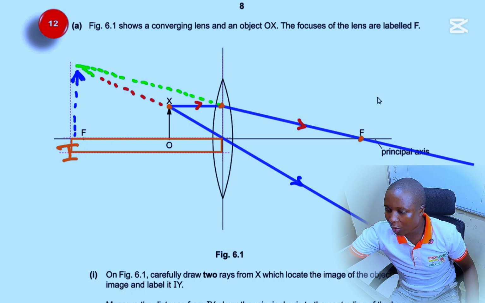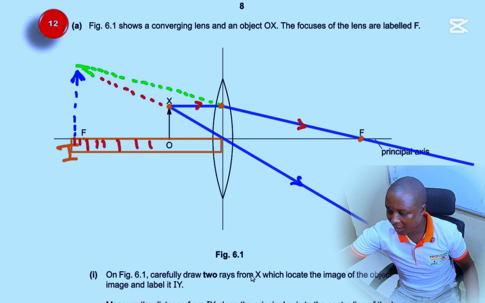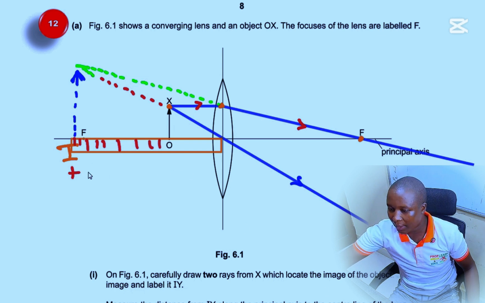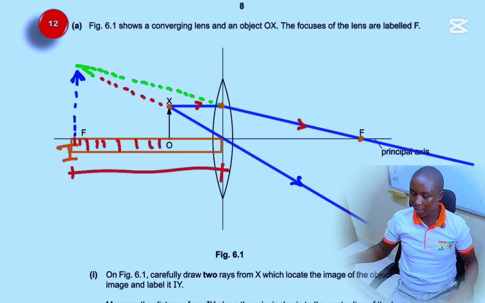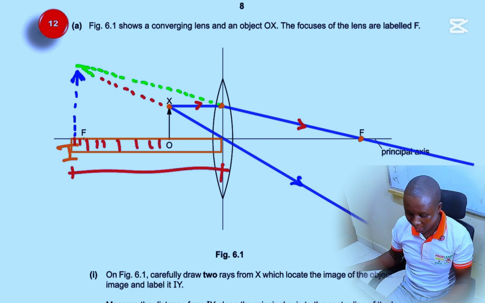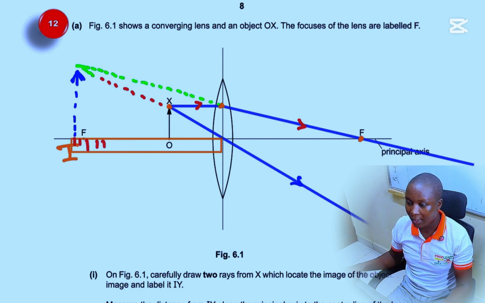Maybe you can be asked to measure the distance. You are going to put your ruler, then measure the distance IY along the principal axis to the center of the lens. So you'll measure this distance up to that particular point. Basically, you are going to use your ruler there in order to measure the distances.